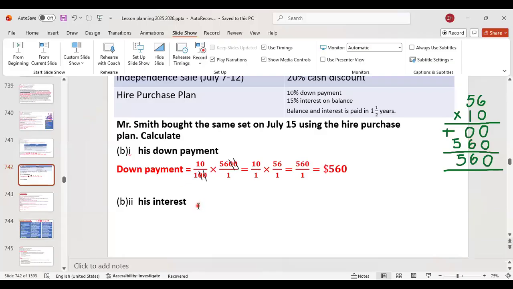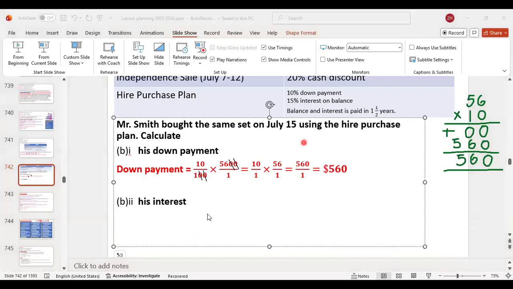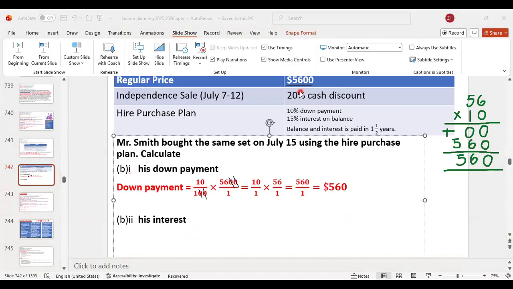So how are we going to figure out the interest? What are we going to do to figure out the interest? This is a good question. I like this, by the way. Times 5,600 by 0.15. You sure you want to use 5,600? Think about it. We're talking about the interest. We have to use 560, right? No, but 560 is involved in what we're going to do. Remember, it says 15% interest on what? On the balance.